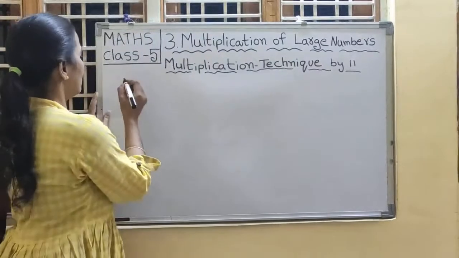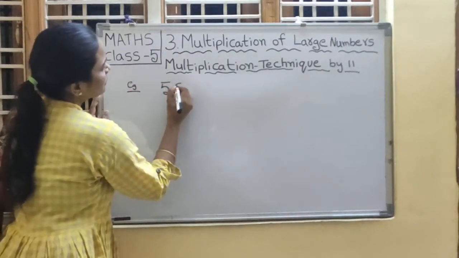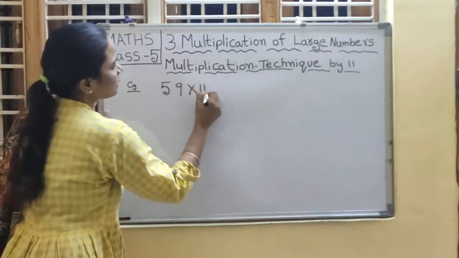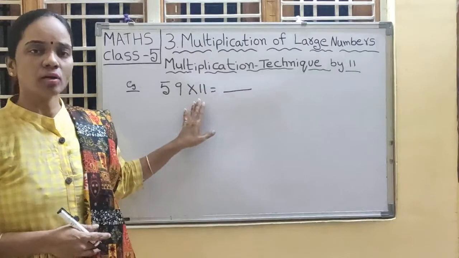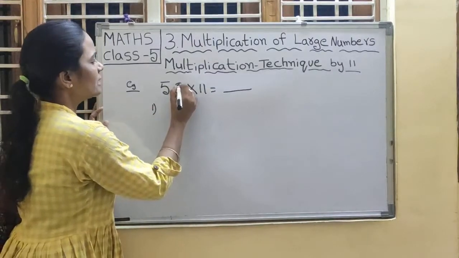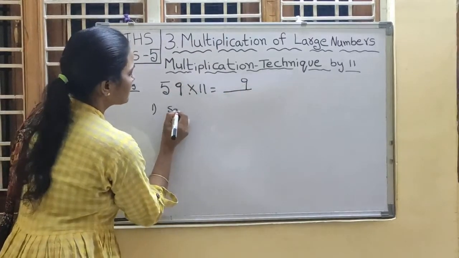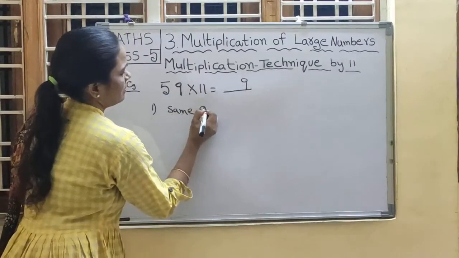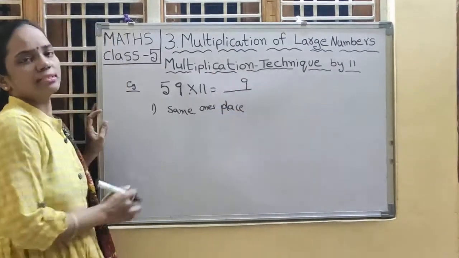For example, take a 2-digit number 59 into 11. What is the answer? So using techniques we are going to solve this problem now. Okay. So here, first step, we have to write the ones place digit as the same digit. Same ones place digit you have to write first.